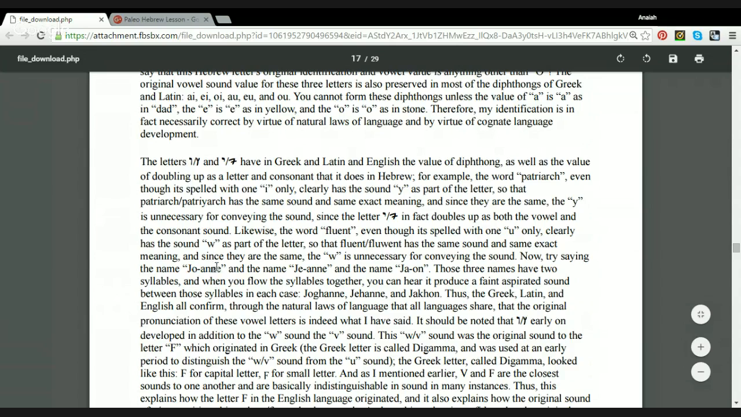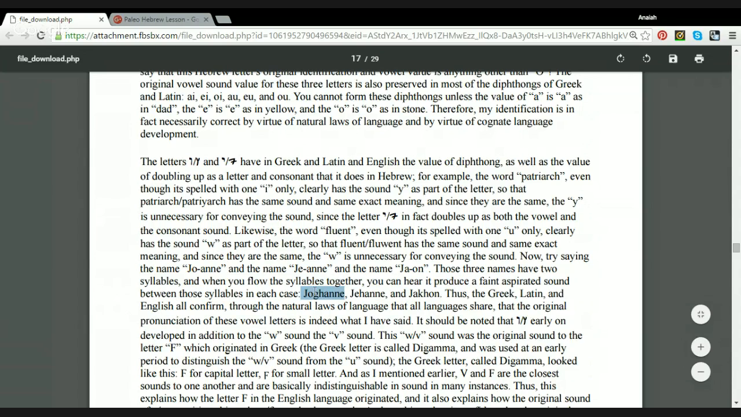Joanne, Jeanne, and Jahan. These three names have two syllables, and I believe when you flow the syllables together, you can hear a faint aspirated sound between those syllables in each case. So try saying Johan, Joanne.